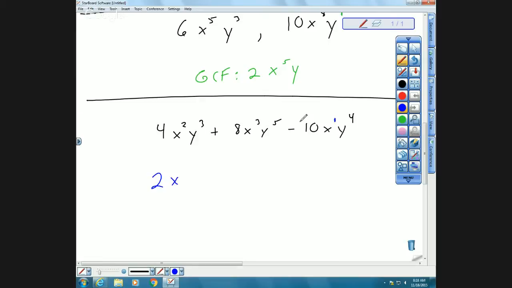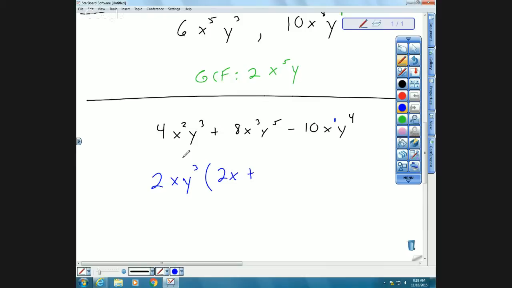And my y's, 3, 4, and 5. So what's the biggest amount I can pull out? 3. So now what I'm going to do is take the 2x and 3 y's from all of these. So if I take 4 divided by 2 is 2. If I take one of those x's, I have x. If I take 3 of those y's, I don't have any y's left.